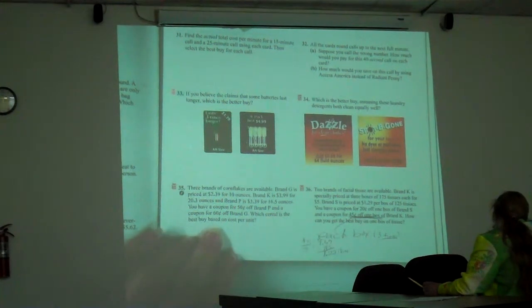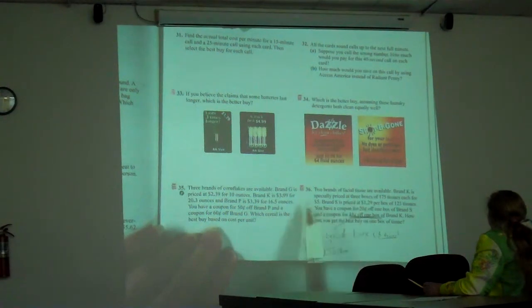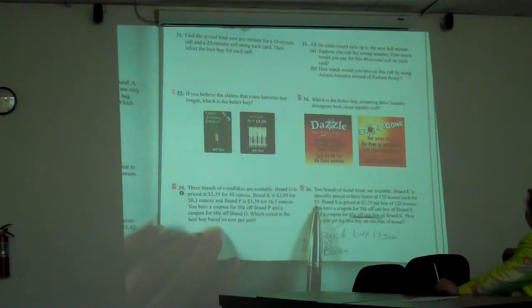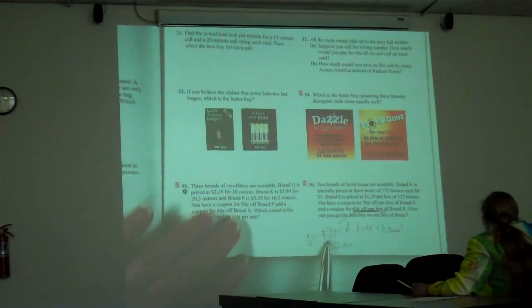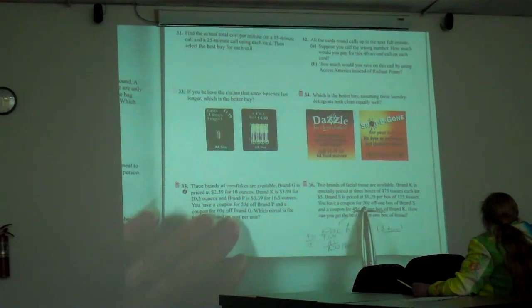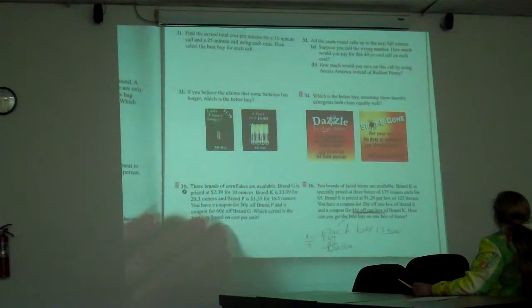So what you're going to do is take brand K, which has 3 boxes for $5. Divide that out: $5 divided by 3 is $1.67. If you had the coupon, you would take 45 cents off because that was brand K. It'd be $1.22 for one box. Brand S is just one box at $1.29. A coupon of 20 cents off makes it $1.09, right? So the best buy for one box would probably be brand S, wouldn't it?